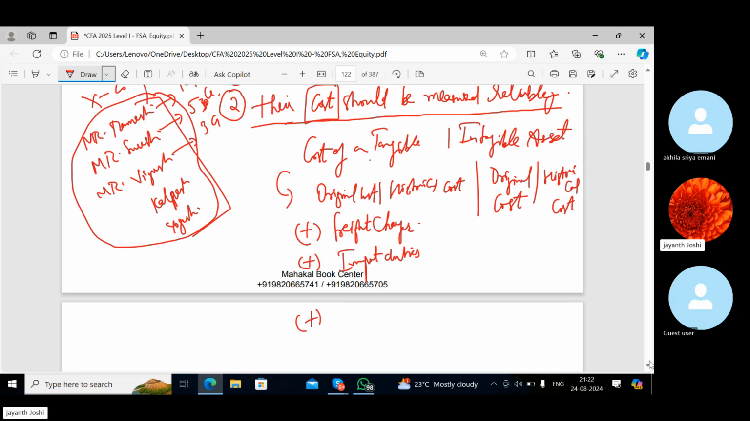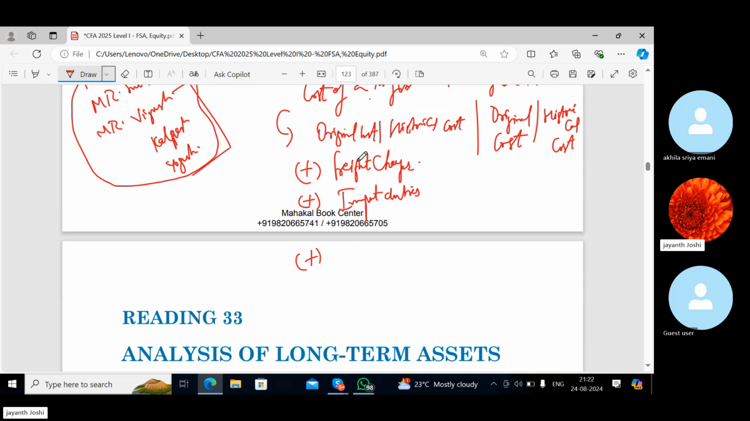add import duties, any customs, import, etc., and then you have to bring this asset to your factory site and install it. Installation cost, then any architect or anyone whom you have called for testing this, so testing expenses, etc. All these are non-recurring nature expenses spent only once, that too when you purchase the asset and make it ready for use initially.